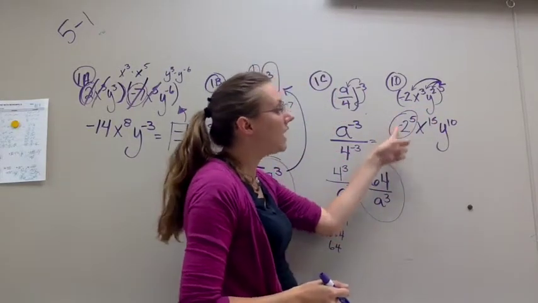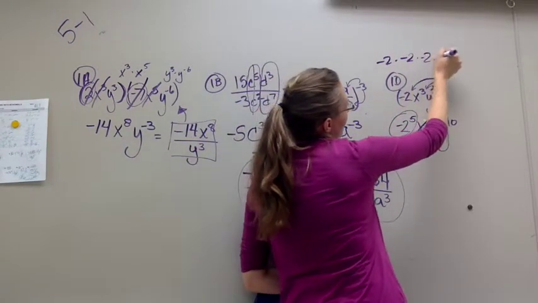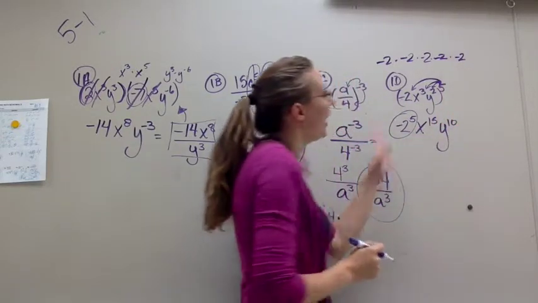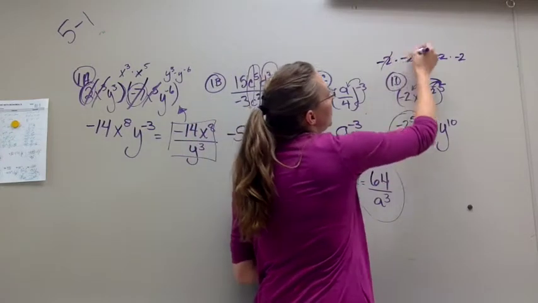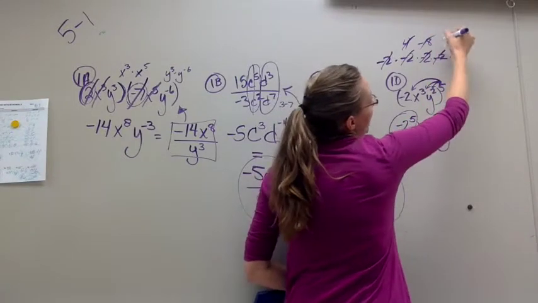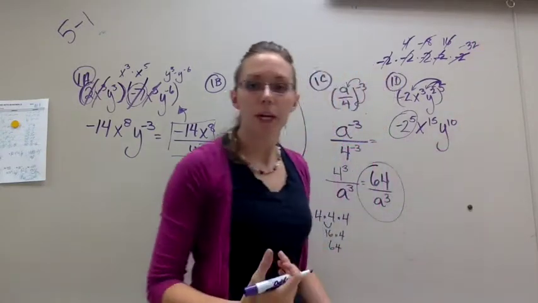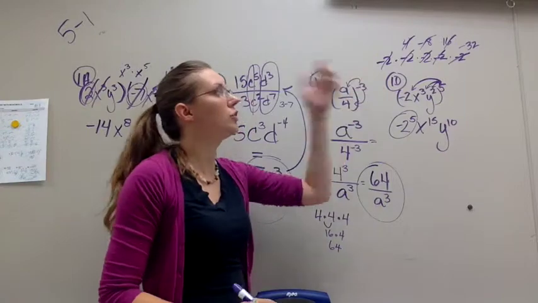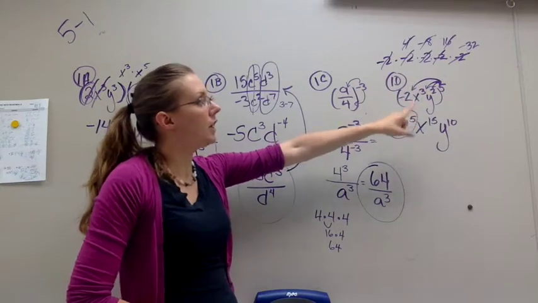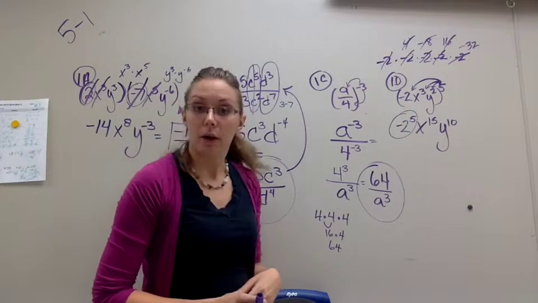Now remember, this negative 2 to the 5th means negative 2 times negative 2 times negative 2, and so on, 5 times. Negative 2 times negative 2 is positive 4, times negative 2 is a negative 8, times negative 2 is positive 16, times negative 2 is a negative 32. So you have to be careful with that positive negative sign, okay? You need to make sure you don't lose it and you maintain it all the way through. If it's an odd power, your answer is going to stay negative. If it's an even power, then the negative signs will cancel out and you'll end up with a number that's positive.